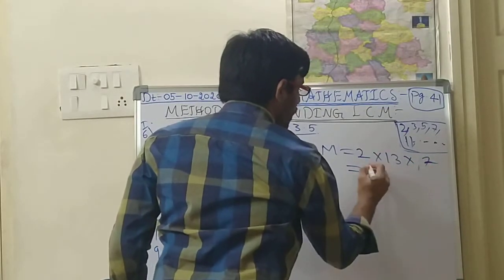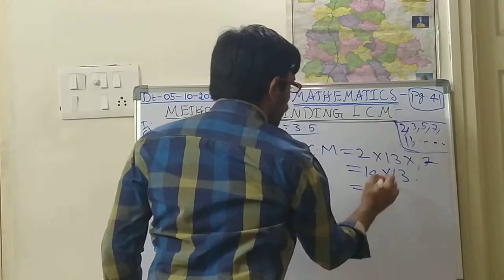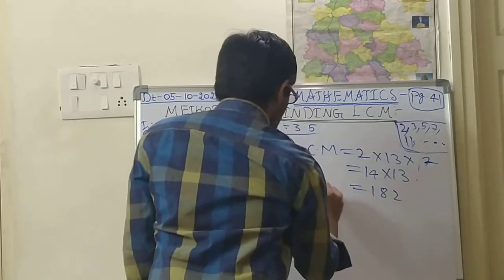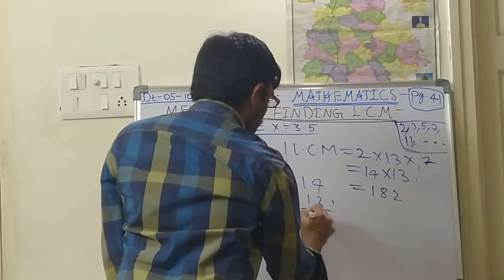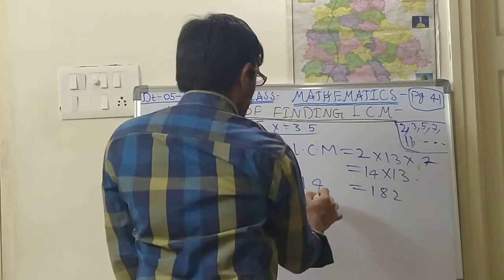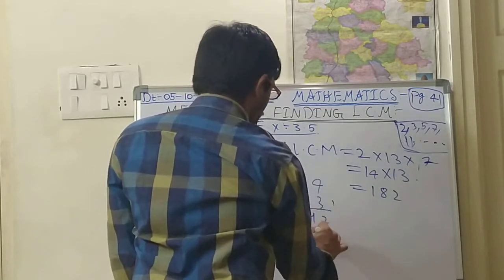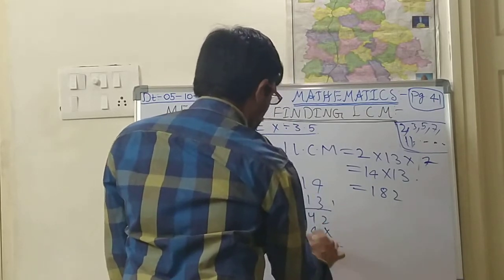So here 7 twos are 14. 14 into 13. So 14 into 13 is equal to 182. So see children, 14 into 13. 3 4s 12, 3 1s 3 plus 1 is 4. Next 1 4 is 4, 1 1 is 1. So 2 4s 8, 1. So 182.